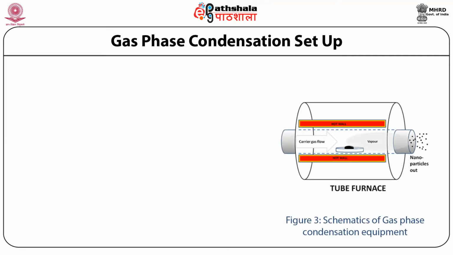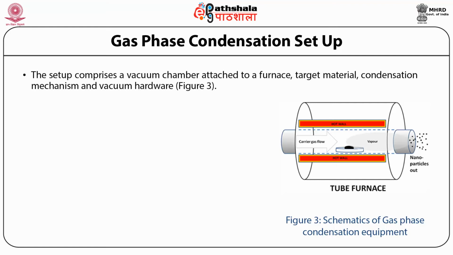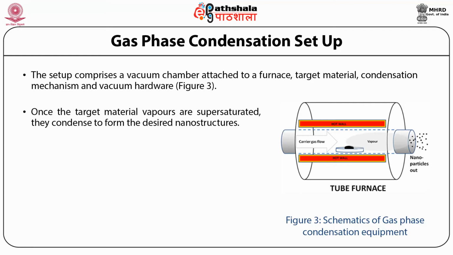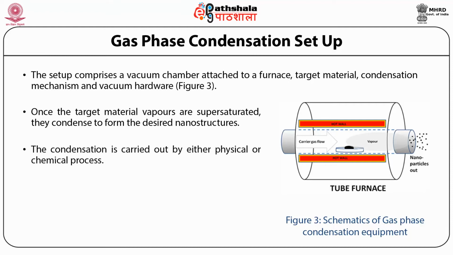Figure 3 shows the schematic of the setup which is used for the gas phase condensation technique. As can be seen in the figure, the setup comprises a vacuum chamber which is attached to a furnace. It has a target material, condensation mechanism, and vacuum hardware. Once the target material vapors are supersaturated, they condense to form the desired nanostructures. The condensation is carried out by either a physical or chemical process.